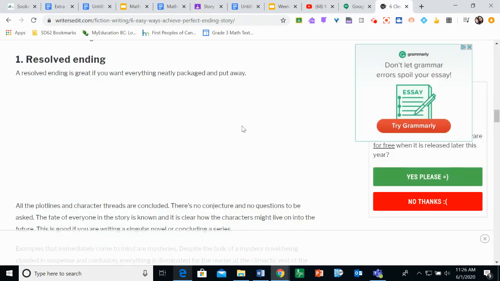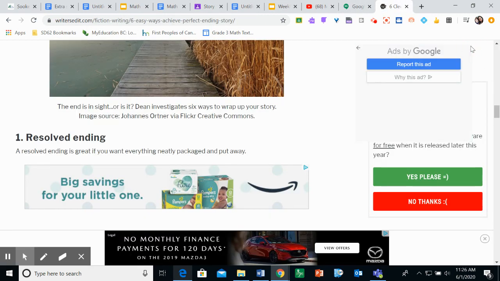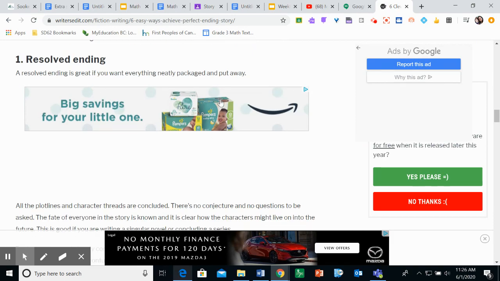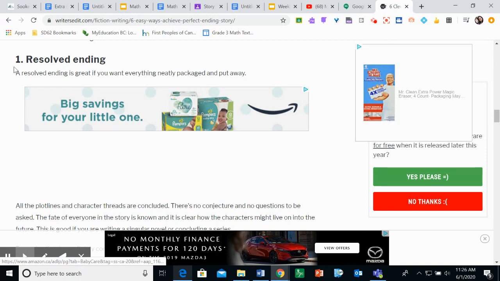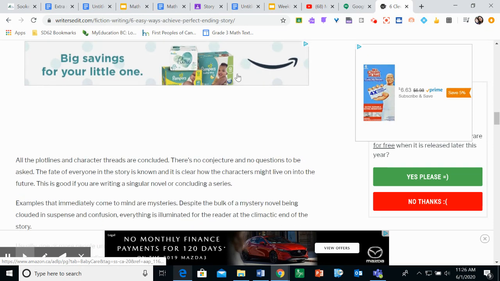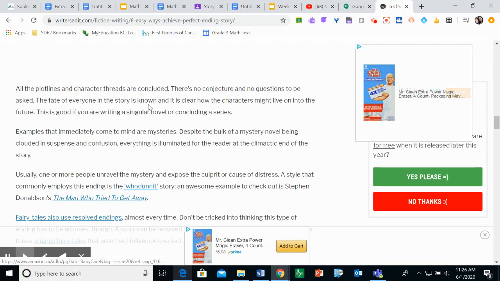So this is a little bit of a weird website, so I'll read it with you. A resolved ending is one way you can end it. A resolved ending is a great thing if you want everything to be neatly packaged and put away. So all the characters' problems are fixed. There's no problems here. The fate of everyone in the story is known and clear, so it's easy to predict what's going to happen next.